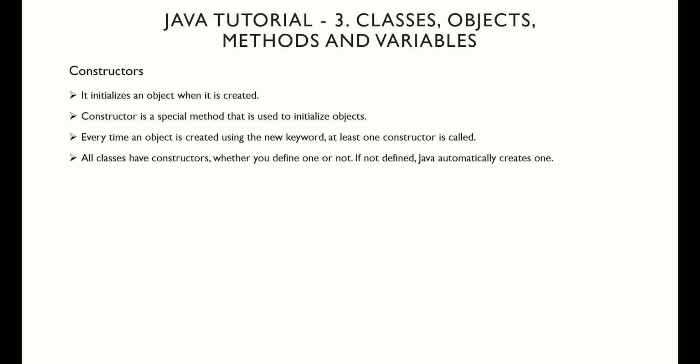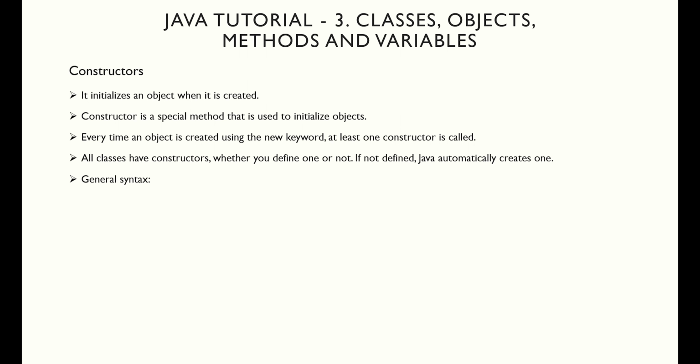Java automatically provides a default constructor if none is defined. So it is not necessary to always define a constructor in Java. But once you define your own constructor, the default constructor is no longer used. So this leaves us with two types of constructors: default constructor and user defined constructor.